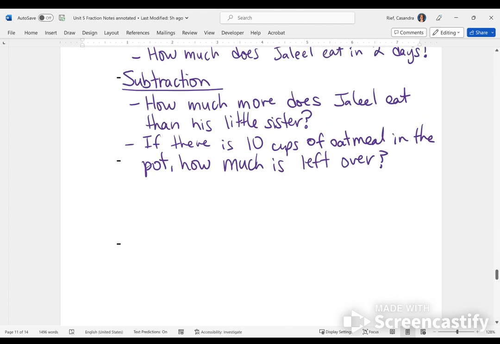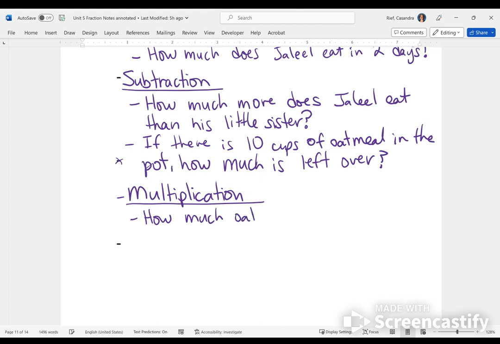Now I have two other dashes. Sorry, I got my spacing off. I'll move this one down here. Other kinds of questions could be multiplication. Now we haven't got to that yet. We're going to get to that unit down the road, but if you were multiplying, they might say things like, how much oatmeal will little sister eat in 10 days?